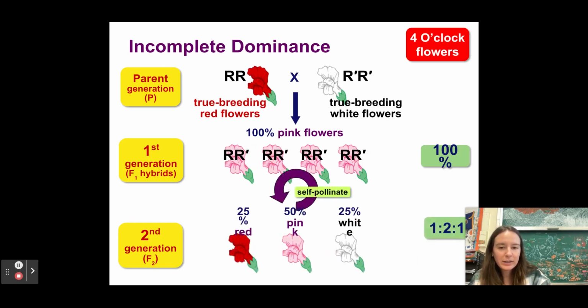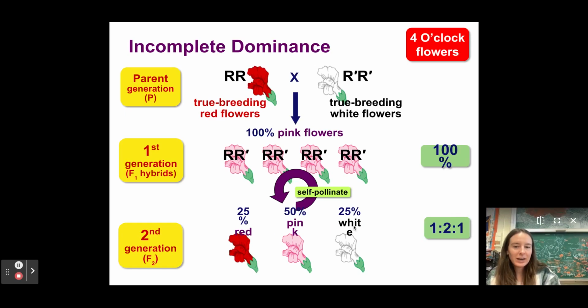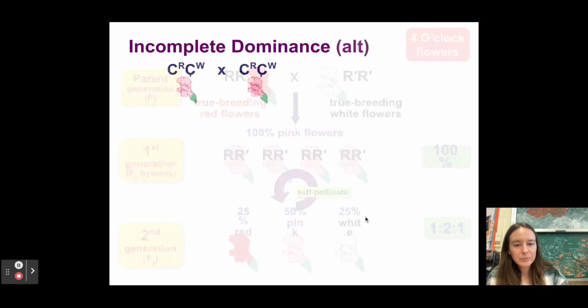If you self-pollinate them, we find that you actually get 25% red, 50% pink, and 25% white, and that's a 1 to 2 to 1 ratio. And this is something you're going to want to remember. When you're looking at incomplete dominance, you're going to see these ratios.